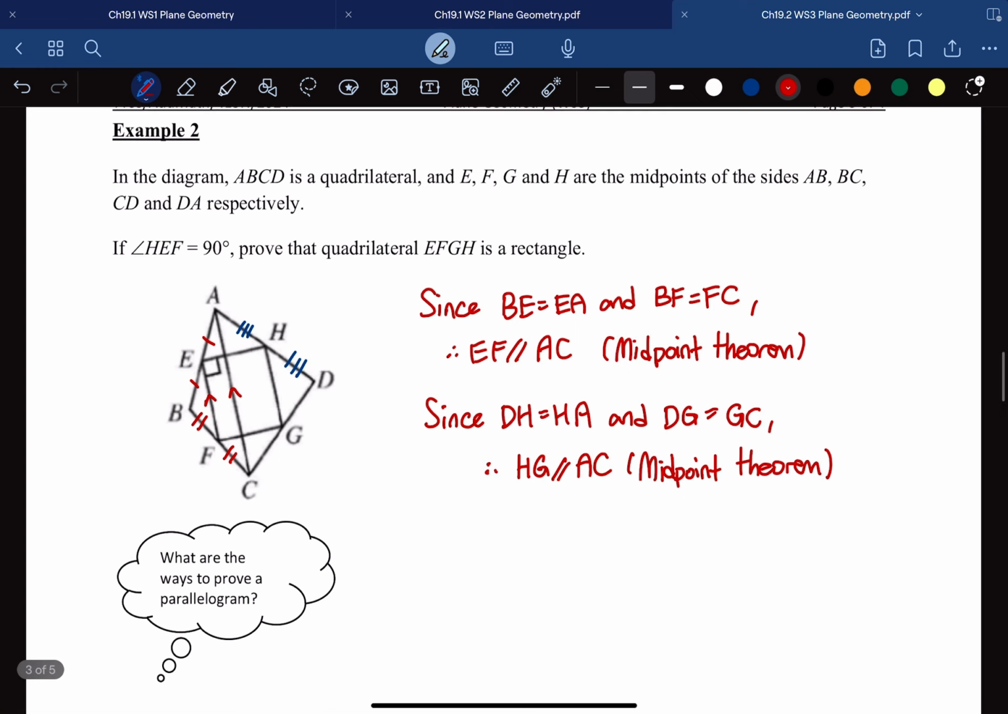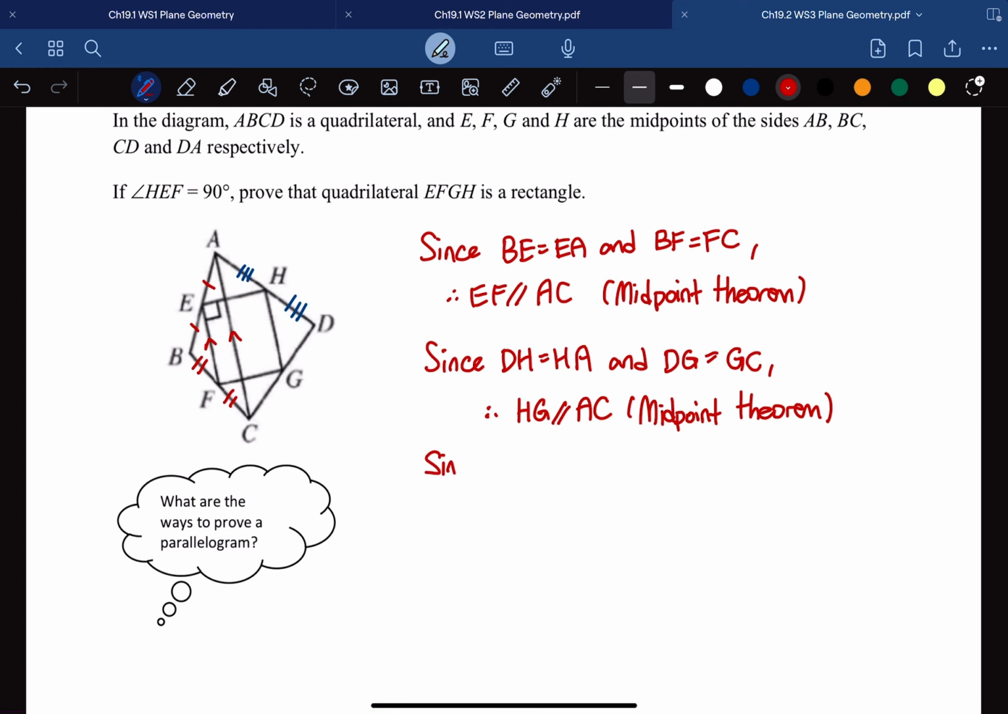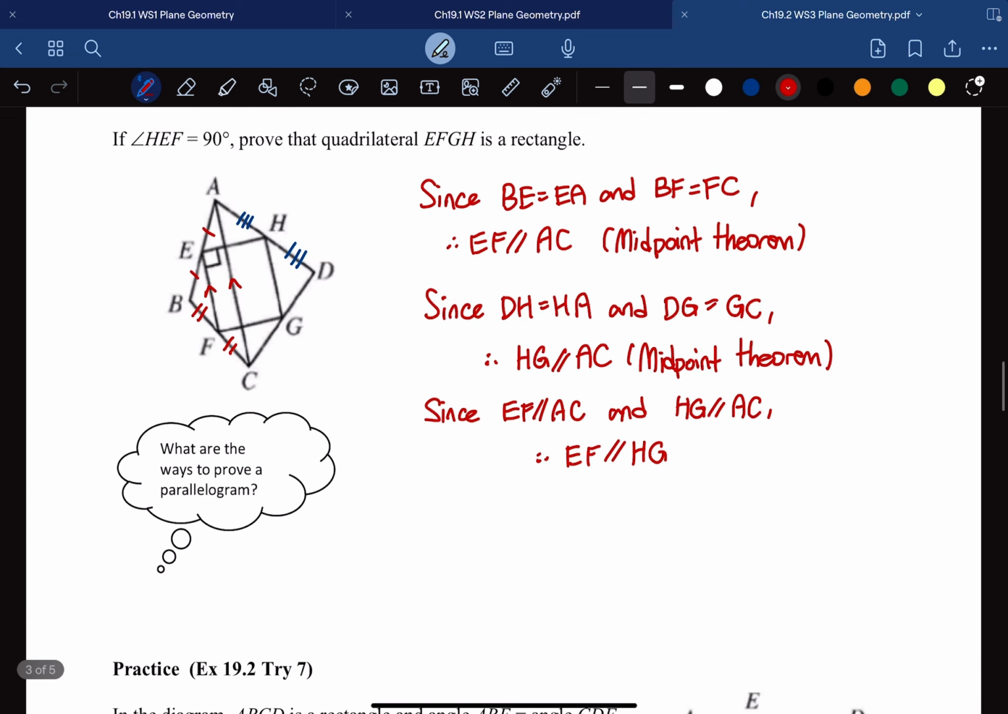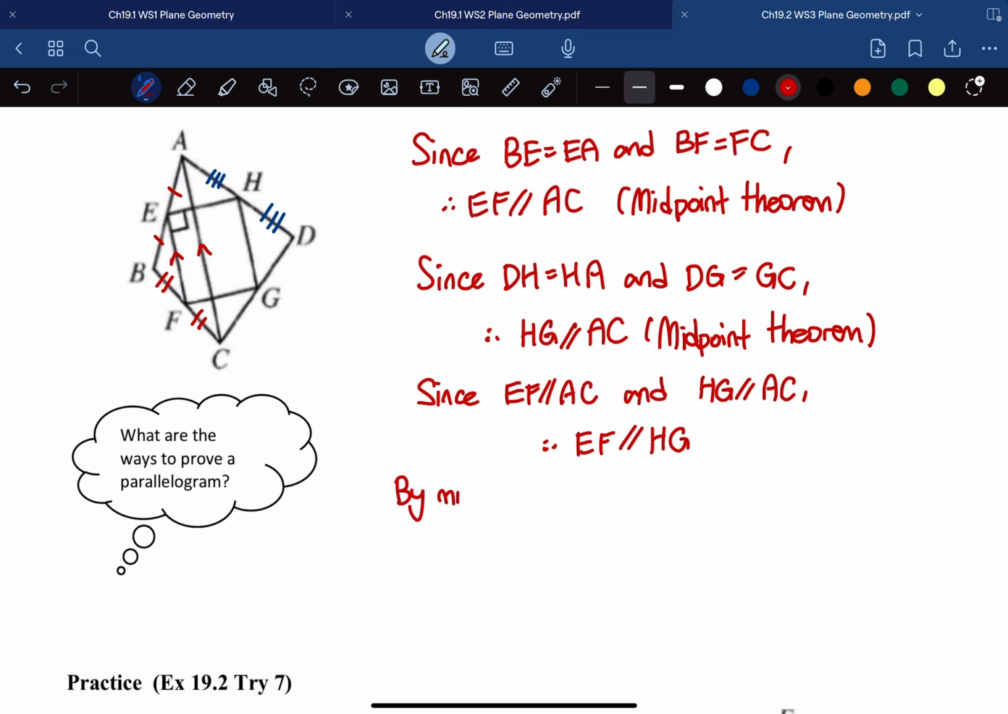And therefore we can draw the conclusion that since EF is parallel to AC and HG is also parallel to AC, therefore EF is parallel to HG. And therefore I've shown that these two sides are parallel. Okay, next part. Also by the midpoint theorem, I also know that EF is half of AC and HG is also half of AC.